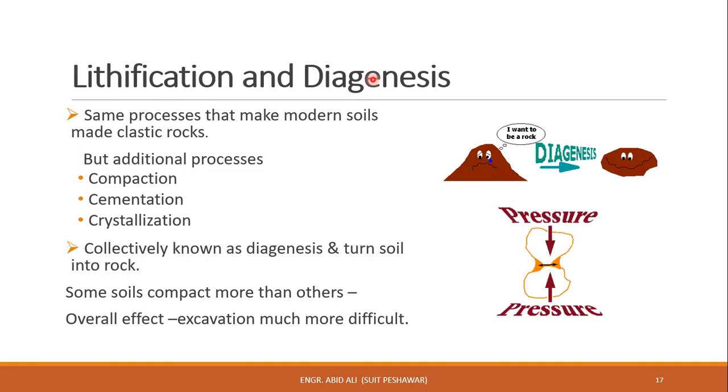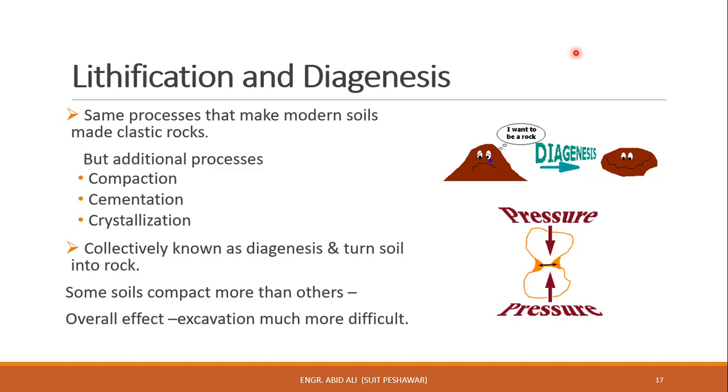Okay, what is lithification and diagenesis? It is the process by which soft and loose sediments are converted into hard and firm rocks. Mainly there are three types, or you can say there are three methods. Number one is compaction or dehydration.